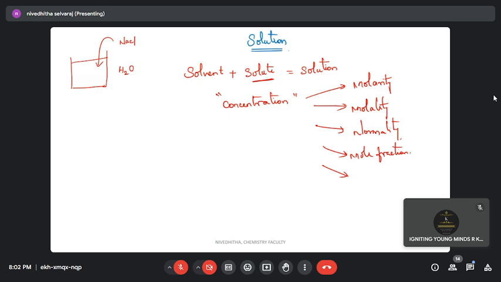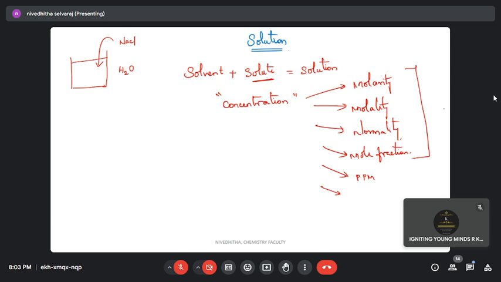Apart from this, are there any other concentration terms? Molarity, molality, normality, mole fraction, ppm, mass percentage, volume percentage. These are the different concentration terms which we'll use in 12th standard. But in the 11th standard syllabus, they've given only 3 or 4 parameters: molarity, molality, normality, and mole fraction. And we'll move on to problems.